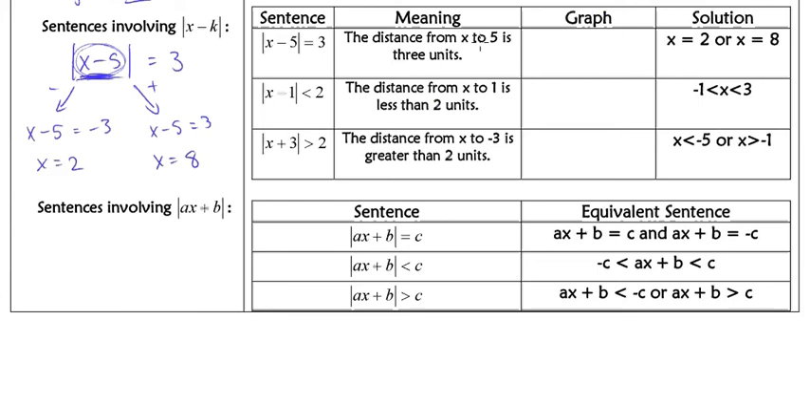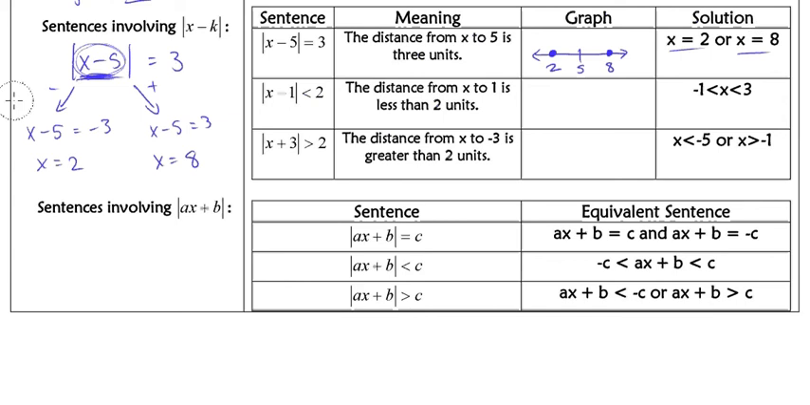Now, reading through the meaning here, it says the distance from x to 5, so the difference from x to 5, is 3 units. Before, the center was 0; now we're having 5 be our center. And so here's 5, and then our two numbers are either 3 higher, so 8, or 3 lower, 2. And so there are our solutions, 2 or 8.